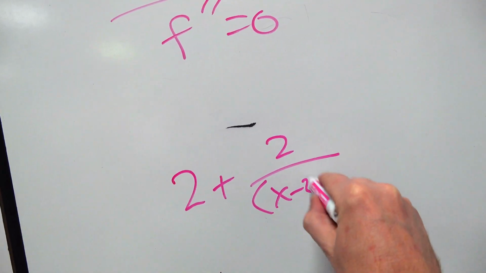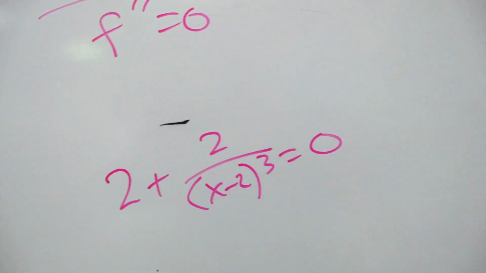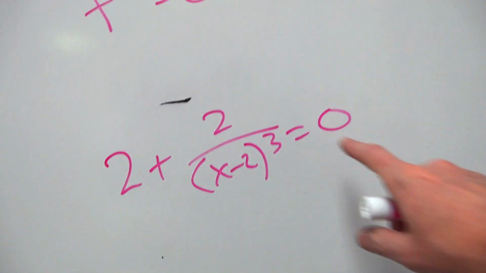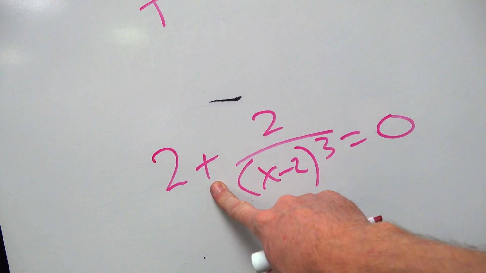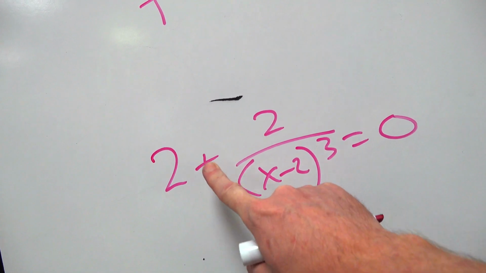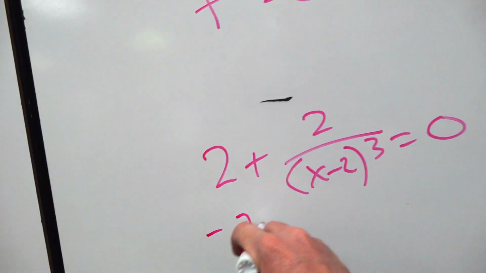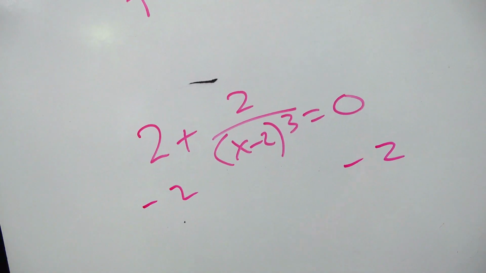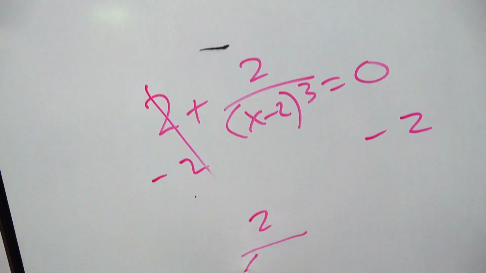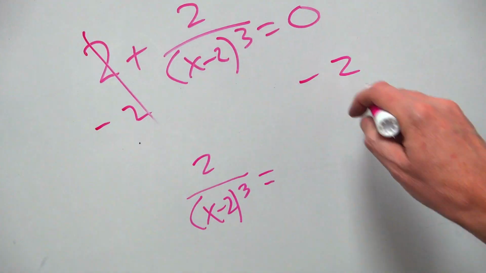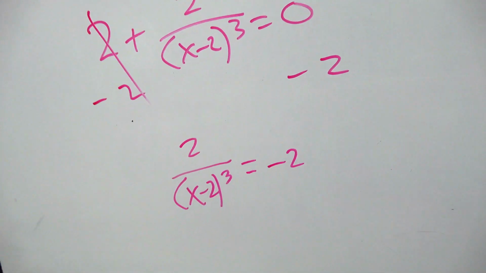Now, remember that stuff we've been talking about on the videos and in class? If your x group is positive, why would you alter that? If it were negative, you'd move it over. It's positive, leave it alone. Subtract the 2 from both sides. So you get 2 over x minus 2 quantity cubed equals 0 minus 2, which is negative 2.